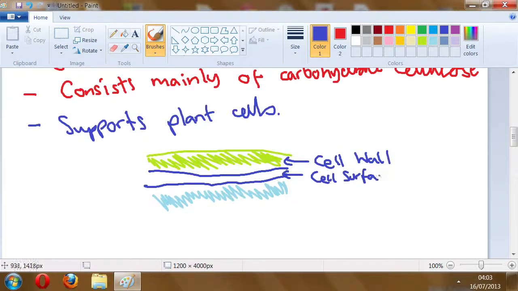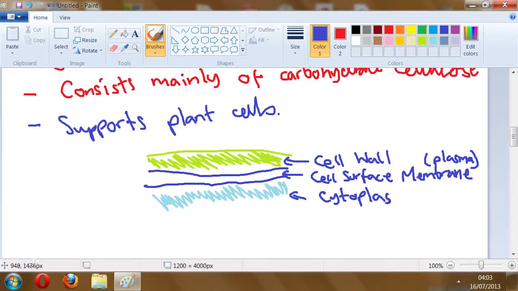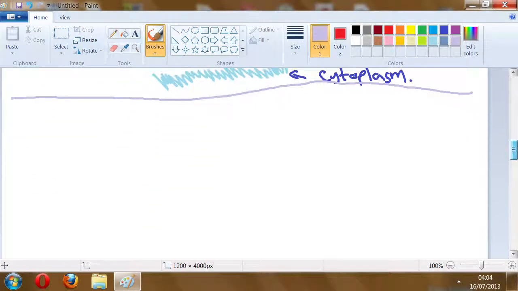Cell surface membrane. Let's put plasma in there. And once again, cytoplasm. Okay, there's the end of that one.